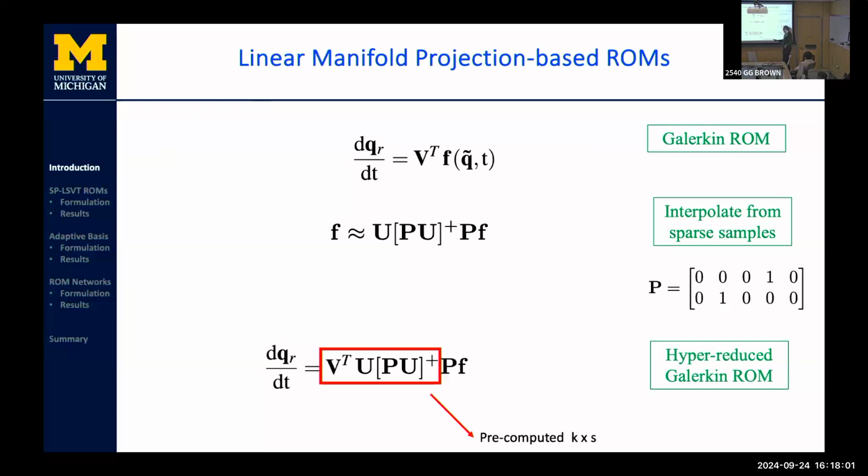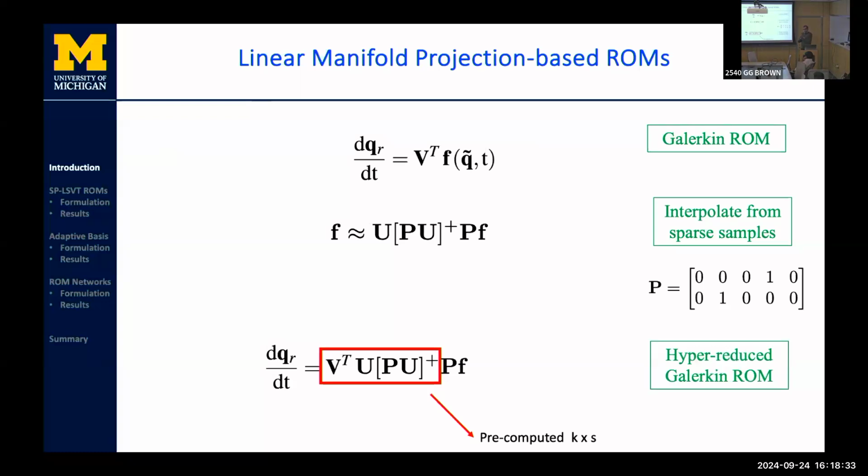But the thing is, this entire matrix can be computed before we initialize the reduced-order model. So this whole thing can be pre-computed, and this is a K by S matrix. So when the ROM is being run, you are multiplying a K by S matrix and evaluating the reduced-order model at just a few samples. That's like a preliminary way of reducing complexity.